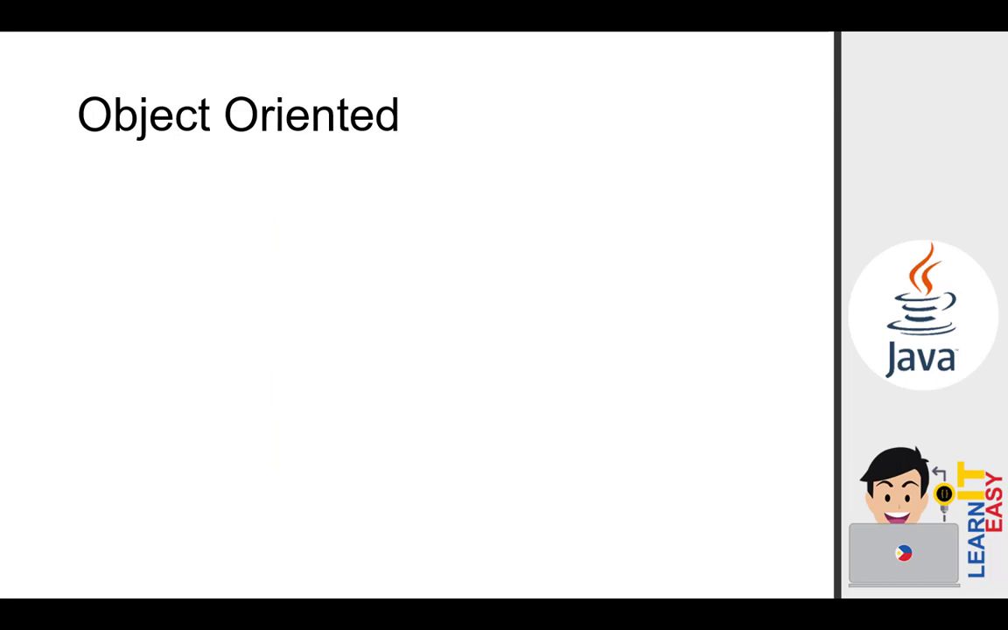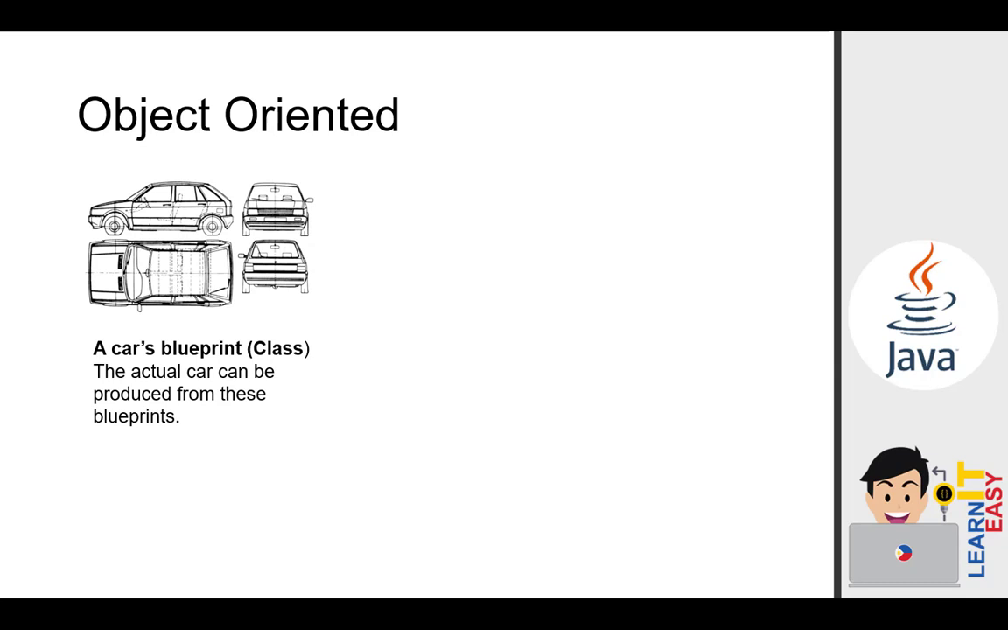To further understand the concept of object-oriented, i-apply natin ito sa totoong buhay. Kapag sinabi nating class, we can relate it into a car's blueprint, such as this one. A car's blueprint is a paper na madalas na may mga nakadrawing at nakasulat na specifications ng isang kotse.